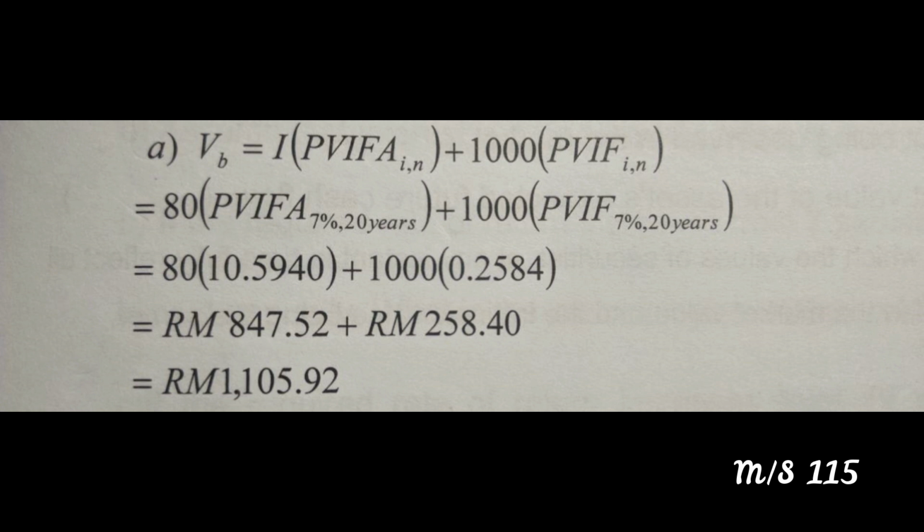Next, multiply 80 with 10.5940, and we will get 847.52. Multiply 1000 with 0.2584, and we will get 258.40. Next, RM847.52 plus RM258.40, and we get the answer RM1105.92.